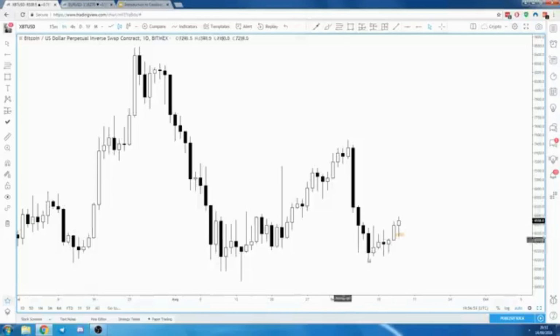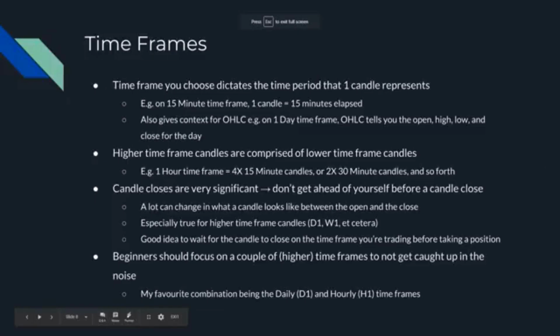Especially when you're trading higher time frames, it's going to be really important to let the candlestick essentially cement the next one to open, and then you can start coming up with your trading ideas. And on that point, in my opinion, beginners would be well served to focus on a couple of higher time frames to not get caught up in the noise, right?